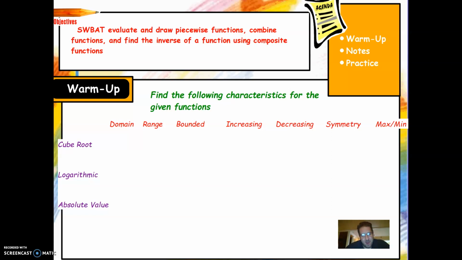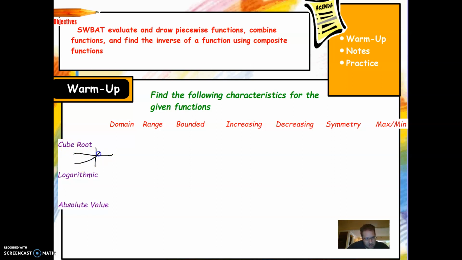PL's with PreCal. This is Unit 1, Topic 1, Lesson 2, which we're going to be talking about domain and range. And starting off with a warm-up on finding the following characteristics, which we did in the last video, a cubic root. Now, keep in mind a cubic root function, you need to know what it looks like.